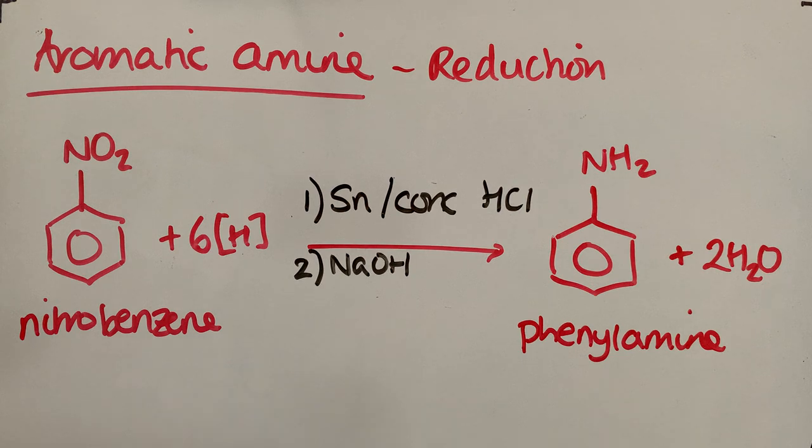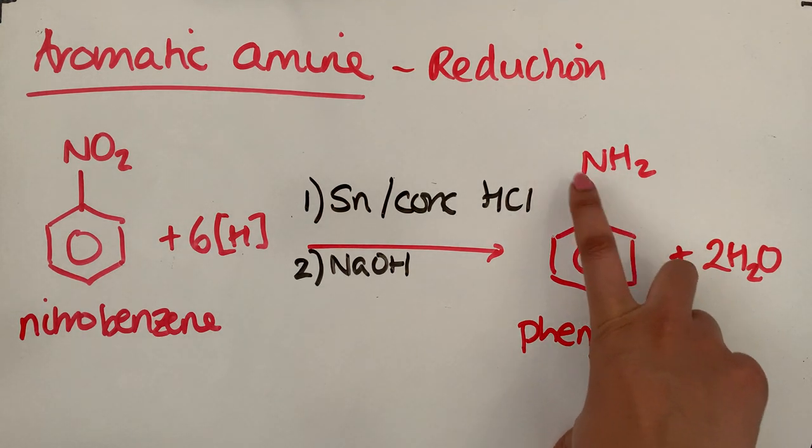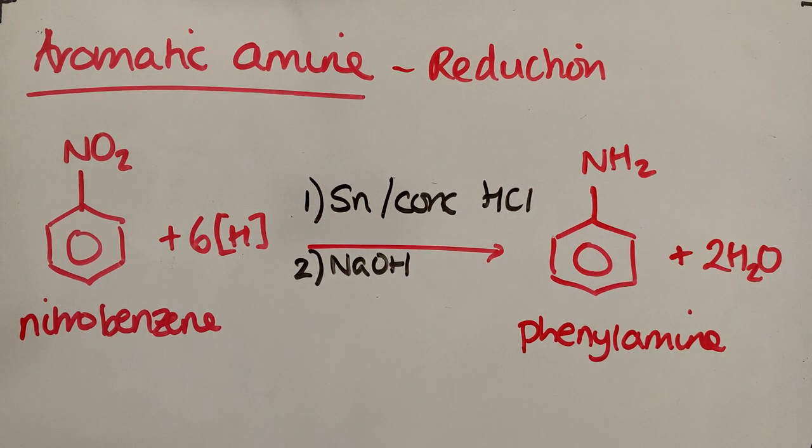This synthesis, this transformation, is quite important in terms of directing groups. Nitrobenzene, the nitro group, is 3 directing. If you do this reaction here, you then form your amine group here. Amines are 2, 4 directing. So you've changed the directing groups here, and therefore if you are doing a synthesis with this, you can change where the next substitution will occur.